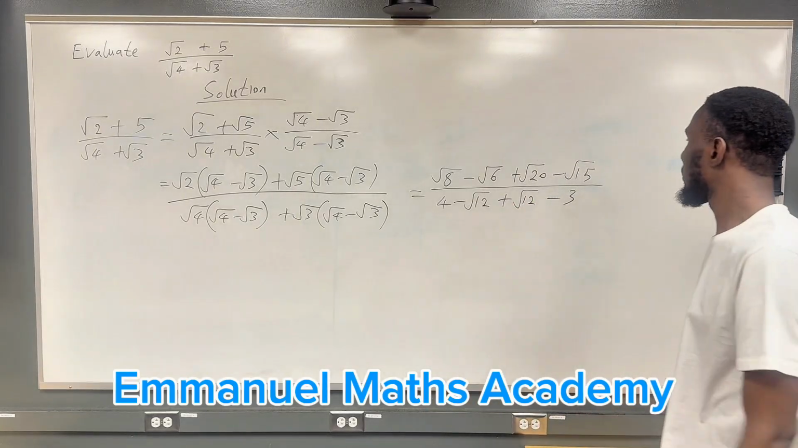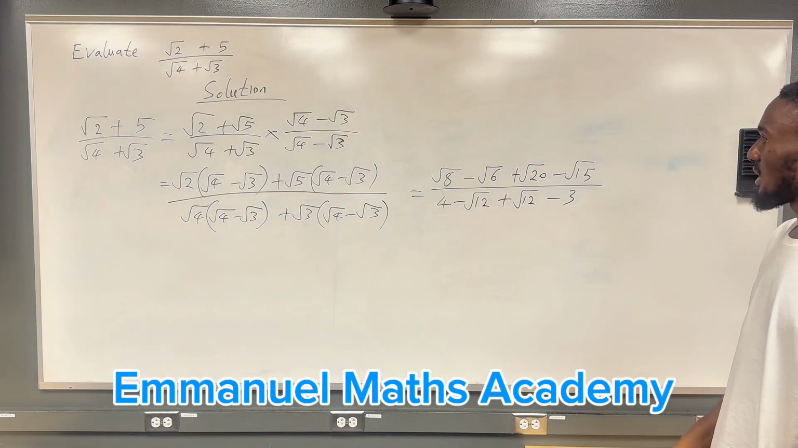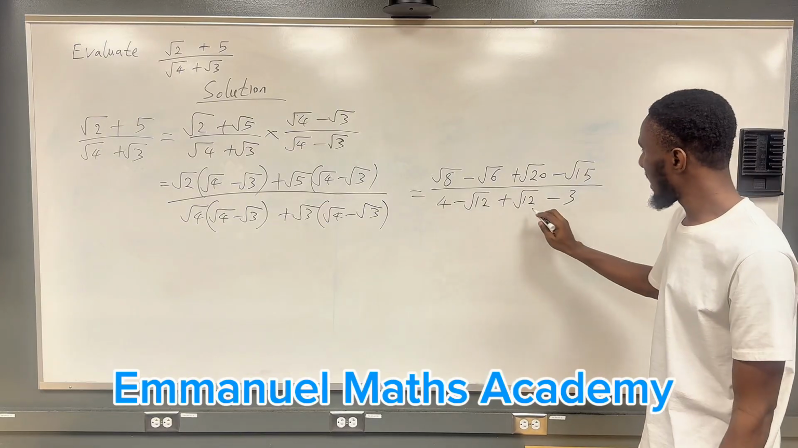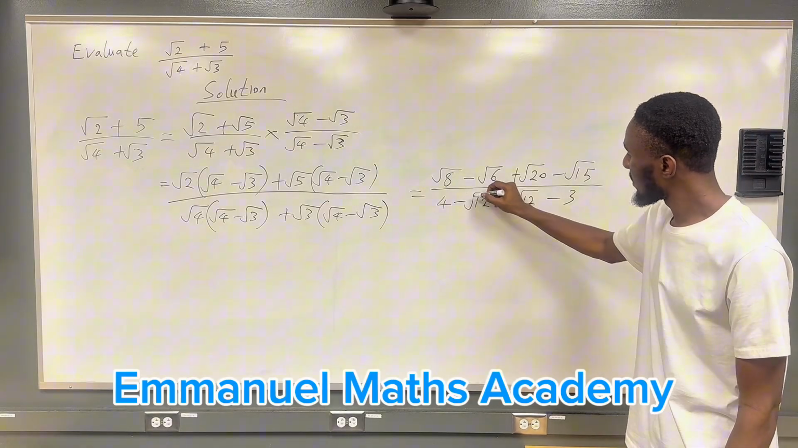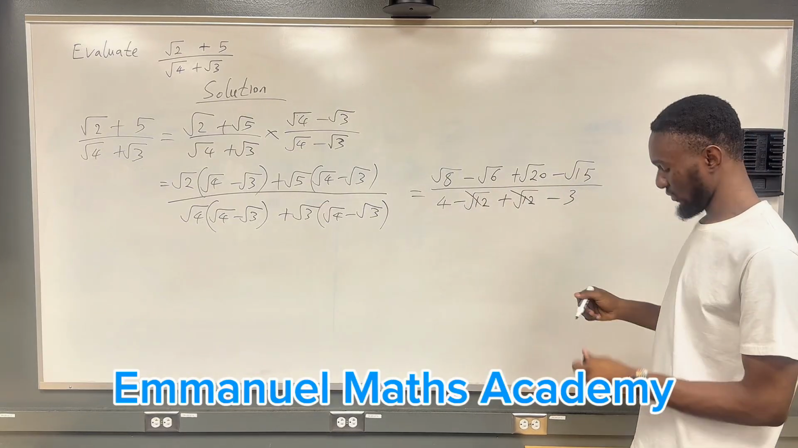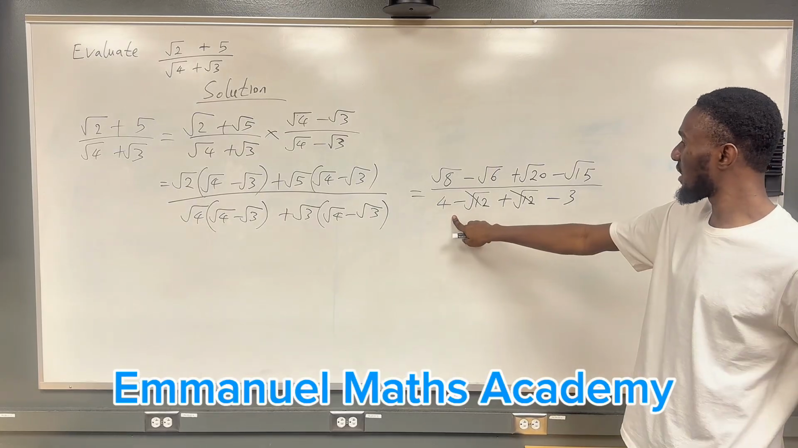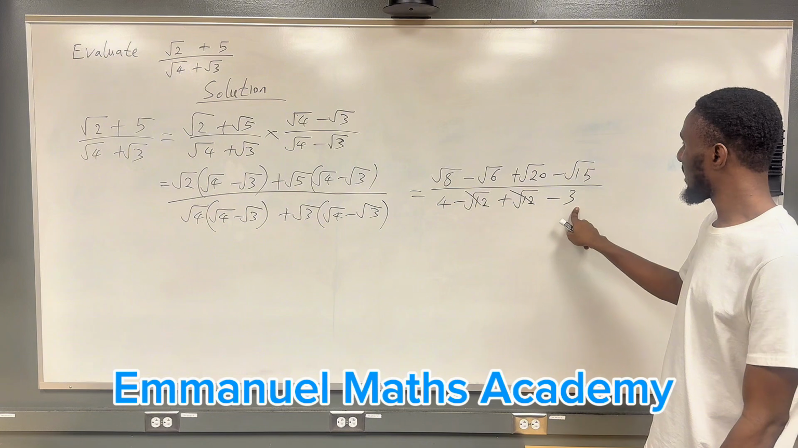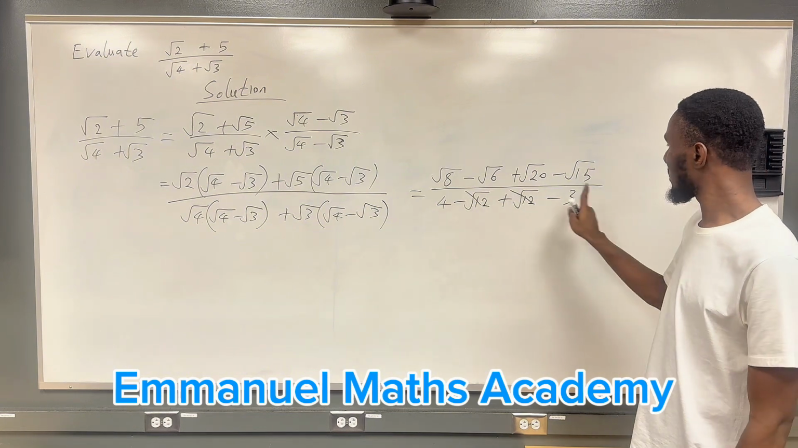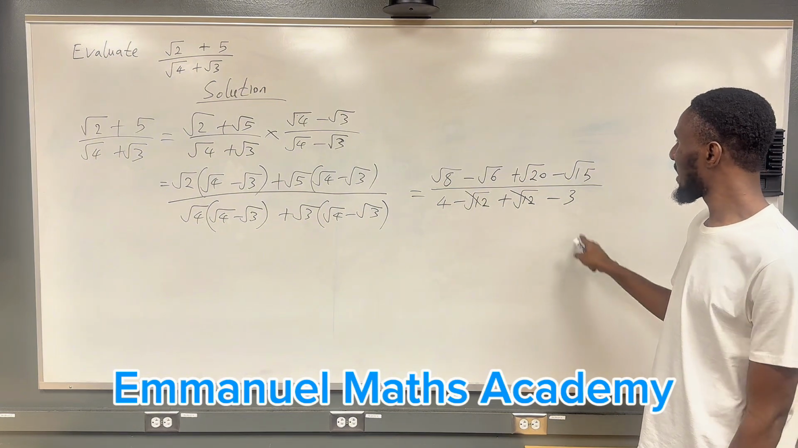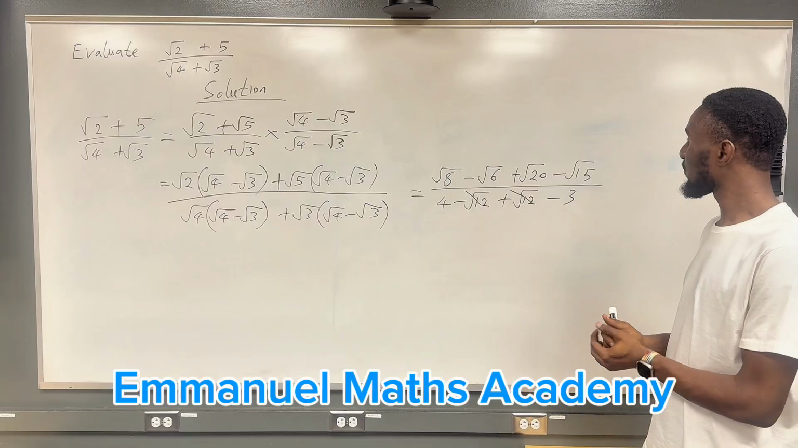From this now, what do we do next? We have minus root 12 here and root 12 here. They will cancel out. Right? So what do we do next? You collect like terms. We have 4 here and 3 here. That means 4 minus 3 will give you 1. So the whole of this thing is over 1.